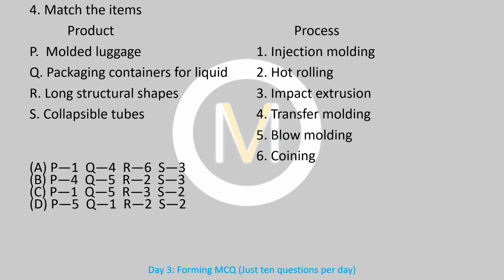So our next question is match the following items. The first column is the products: molded luggage, packaging containers for liquid, long structural shapes, collapsible tubes, and the process. Which process is used? Injection molding, hot rolling, impact extrusion, transfer molding, blow molding, coining. So first we have to see what these processes are.